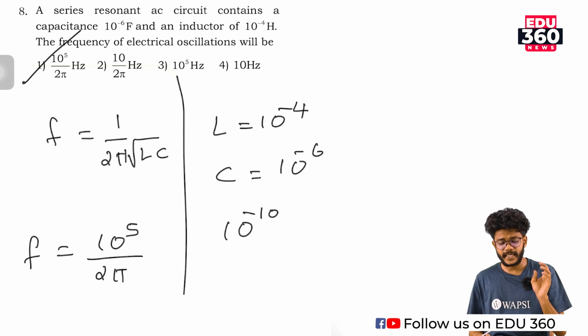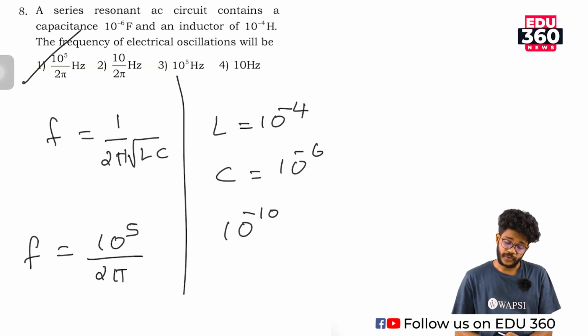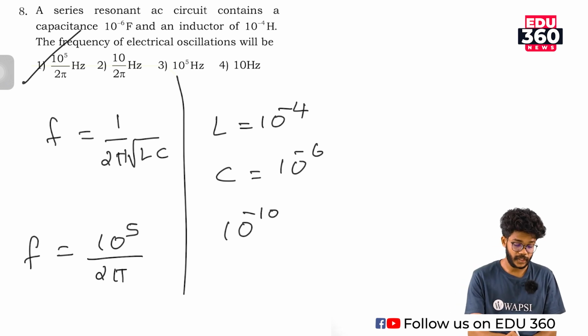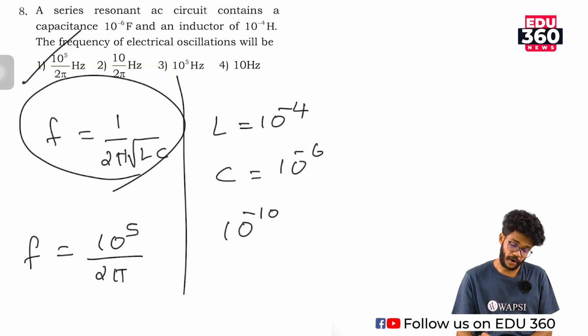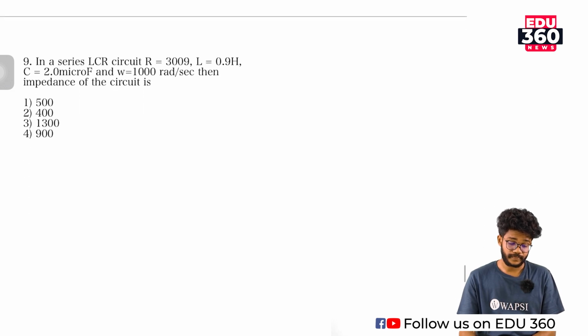The main important thing is the equation for frequency in an LC circuit, that is f is equal to 1 by 2 pi root LC. Just remember that equation. So we can move to the 9th question.